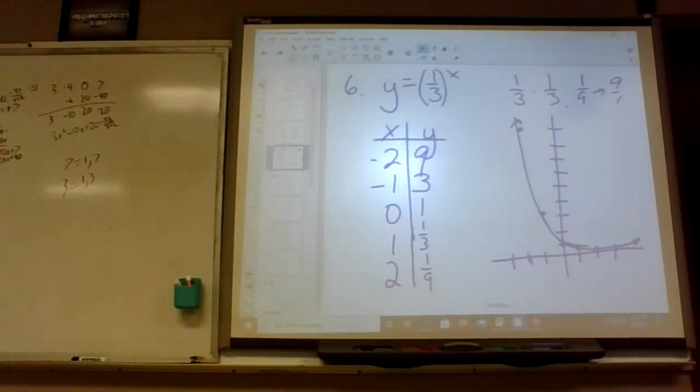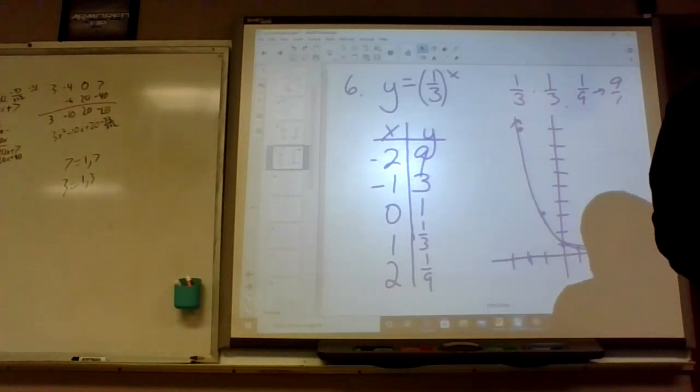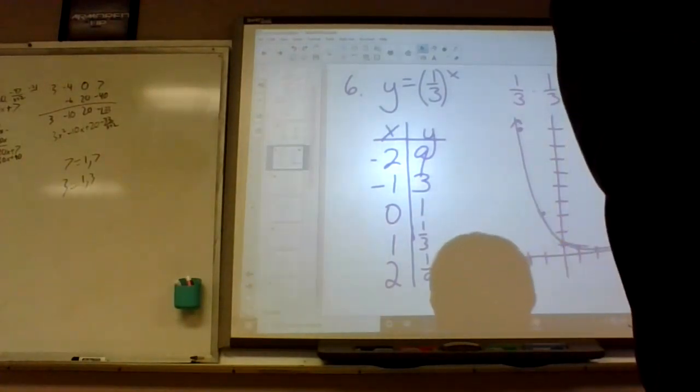Okay. So it'll forever be getting closer and closer. My graph is not pretty, but it should be forever and forever getting closer to 0 without ever getting there. Closer and closer and closer. Never makes it. Kind of like the end of school day.